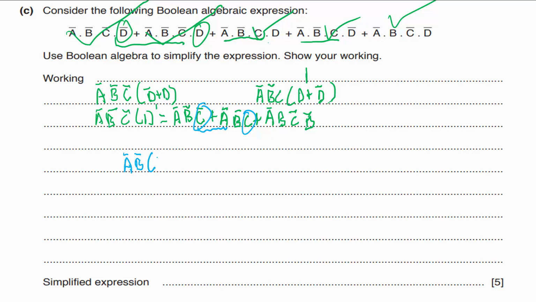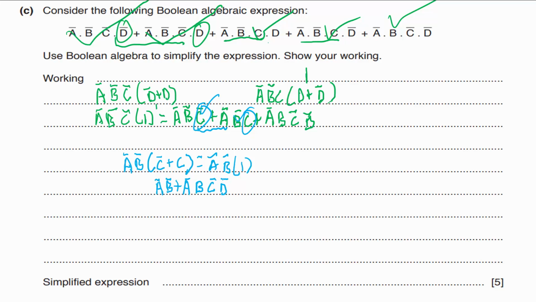And I want to show Cambridge, I just don't want to skip this step. I want to show Cambridge that I know what I'm doing. So this is that not AB. I want to show that this equals not AB. So not A, not B, 1. And I know that simplifies to not AB. And then that takes care of these two terms. I'm left with not A, B, not C, not D.